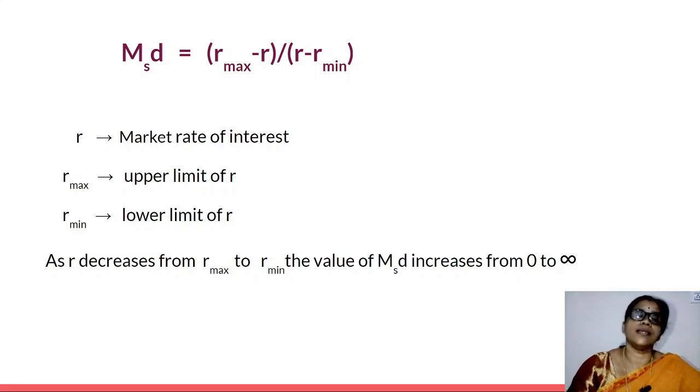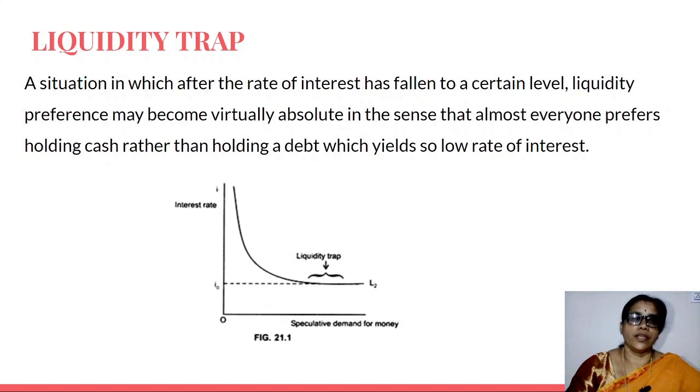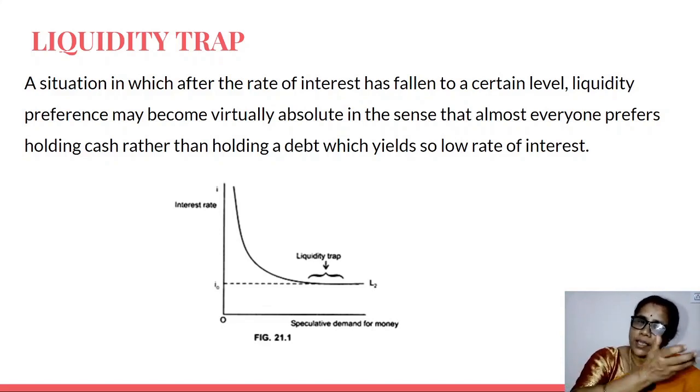So here R is the market rate of interest, R maximum is the upper limit of R, and R minimum is the lower limit of R. As the market rate of interest decreases from R maximum to R minimum, the value of speculative demand for money also increases from 0 to infinity. That is, when bond prices increase again and people start buying more and more bonds, that will lead to capital gain for the bondholder, and the speculative demand for money will decrease.